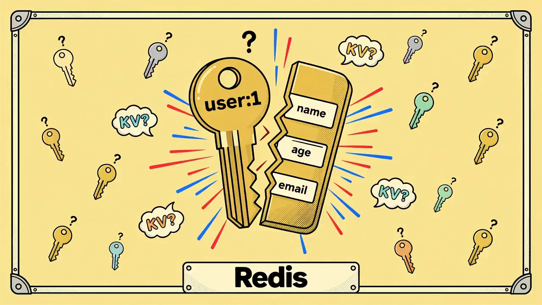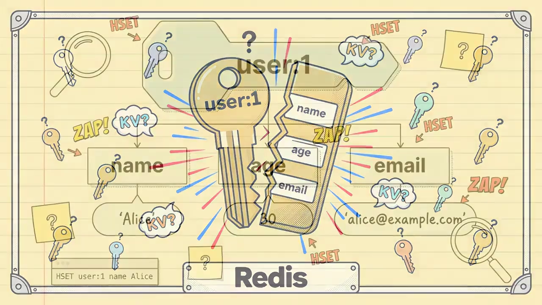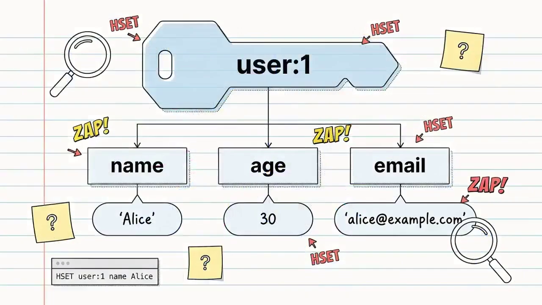Redis is a key value store, but real-world data is rarely just one value per thing. Hashes let you group multiple field value pairs under a single key, turning a flat string into a structured object. A hash has 3 layers: the key, which is the parent identifier, the field, which is the sublabel, and the value, which is the data itself.